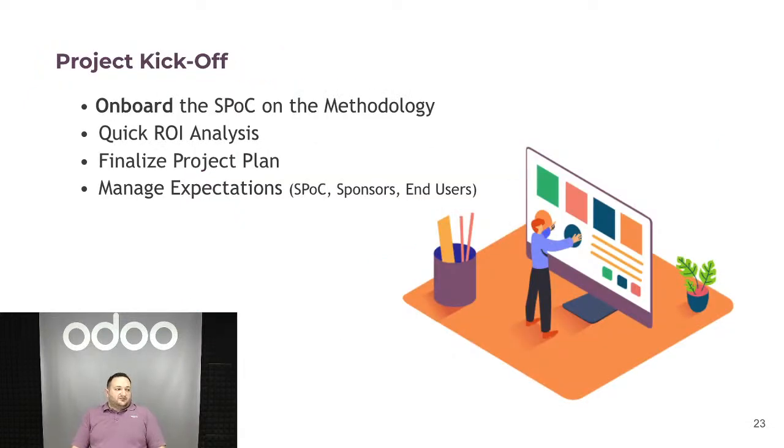So the project kickoff, basically we onboard the SPOK and the company on our methodology as Odoo. If there's no ROI done previously, a quick ROI analysis is done throughout the kickoff phase, and then we finalize the project plan. We set the budget and the time and all the apps and flows and phases that we're gonna tackle. And then a very important thing is to manage the expectations. So the SPOK, the sponsors, the end users know what to expect by the end of the project implementation.